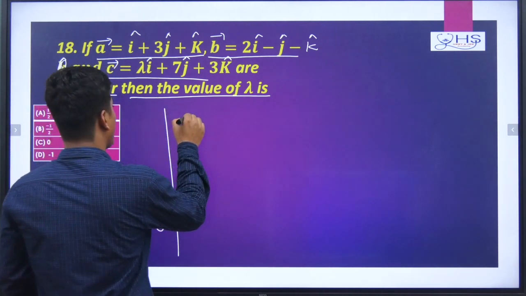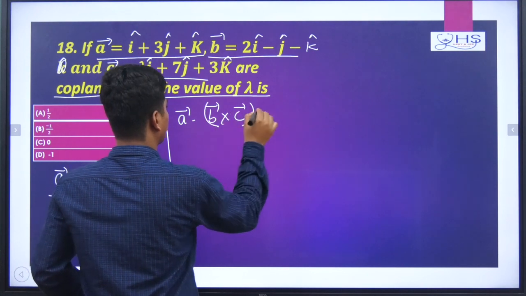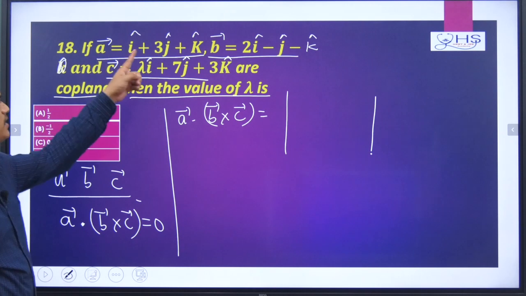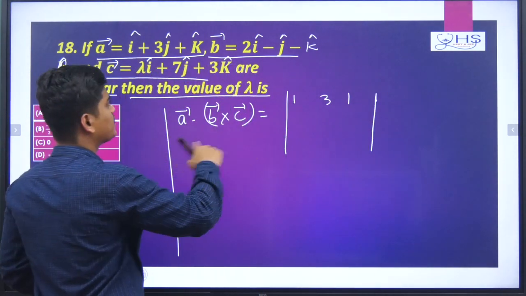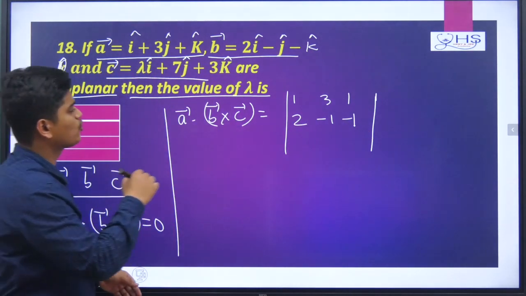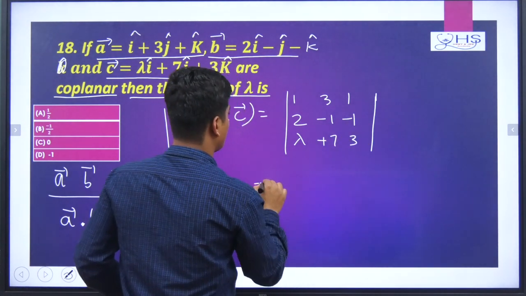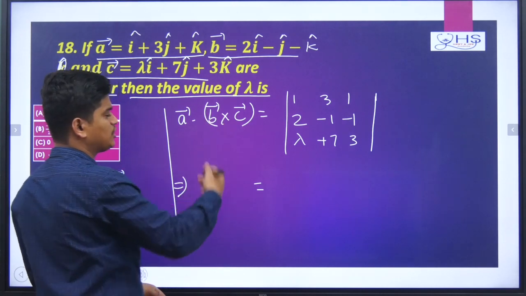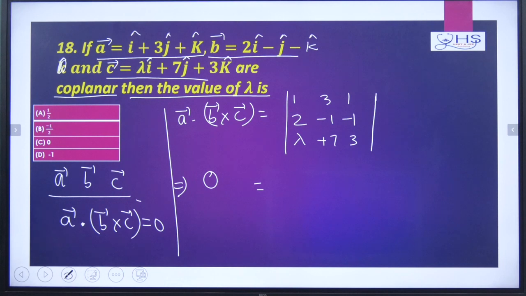So first you see how to find A dot B cross C. Just before we calculated A dot B cross C. So first you put A vector coefficients 1, 3, 1. Then B vector coefficients 2, minus 1, minus 1. Then C vector coefficients lambda, 7, 3. Now calculate this one. So this will be 0, because they are coplanar, already mentioned.